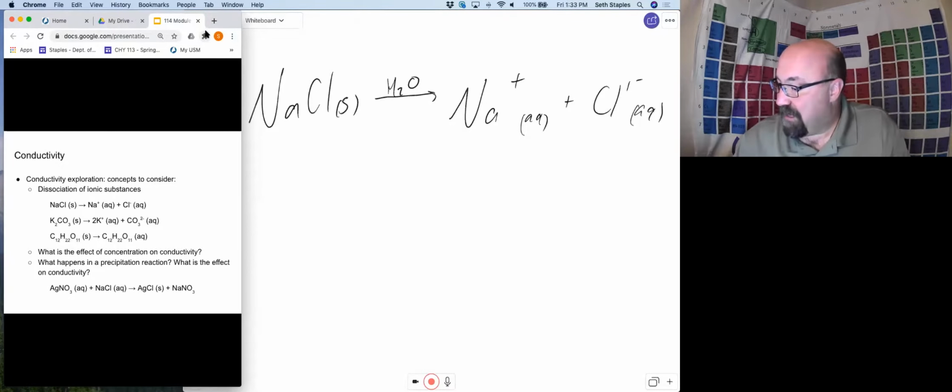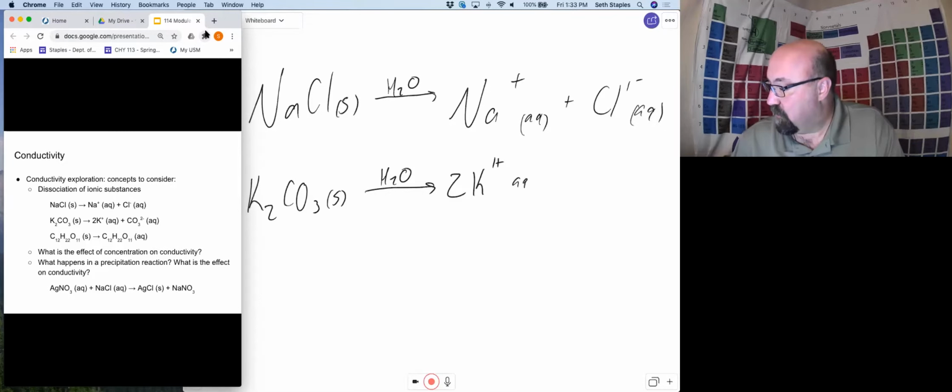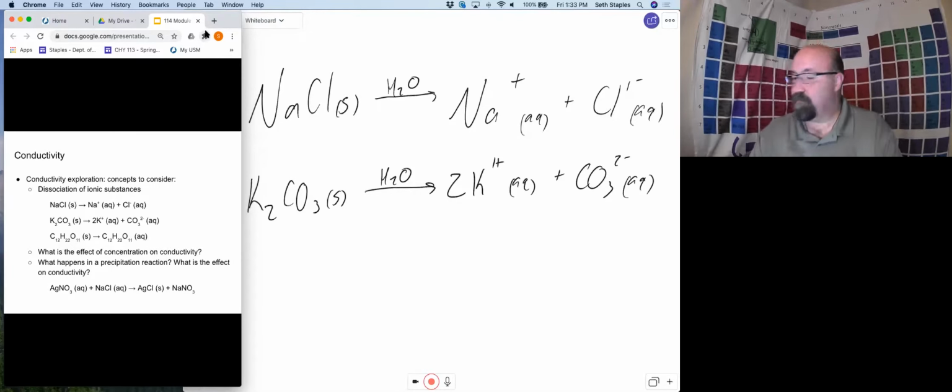And then likewise, potassium carbonate, K2CO3. As a solid, we dissolve that into water, and now we've got 2 potassiums in our chemical formula. And so that's going to split up into 2 K+ and our carbonate polyatomic ion. So K2CO3 is going to now split up into 3 different ions.